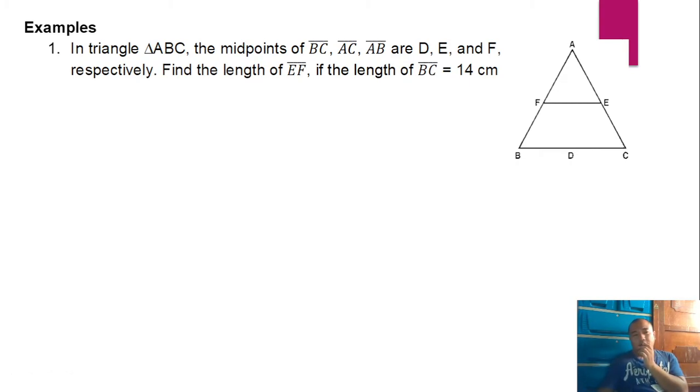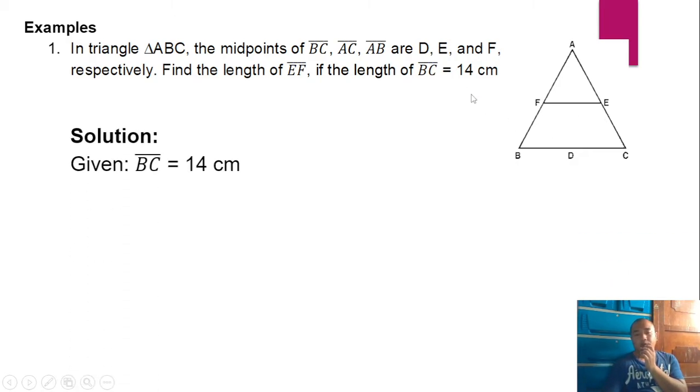Now examples. In triangle ABC, the midpoints of BC, AC, and AB are points D, E, and F respectively. So point D is the midpoint of BC, point F is the midpoint of AB, point E is the midpoint of AC. Find the length of EF if the length of BC is 14 cm. That's easy. If F and E are the midpoints of segments AB and AC, therefore this is called the midline or the mid-segment. So its length is 1/2 of BC. So 1/2 of 14 is 7.